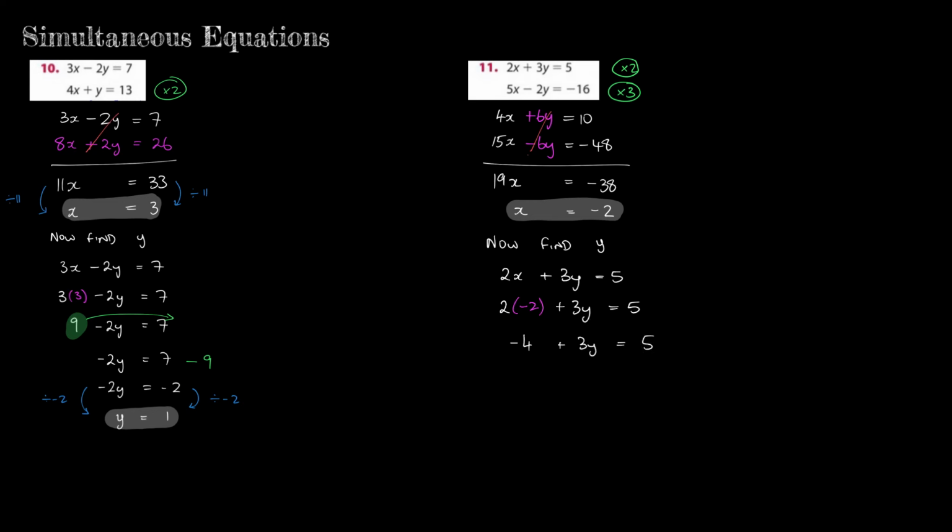In order to get the y's by themselves, I'll need to bring that negative 4 over to the other side. And that will give me 3y equals 5 plus 4. So 3y will be equal to 9. So y will be equal to 3 if I divide both sides by 3.